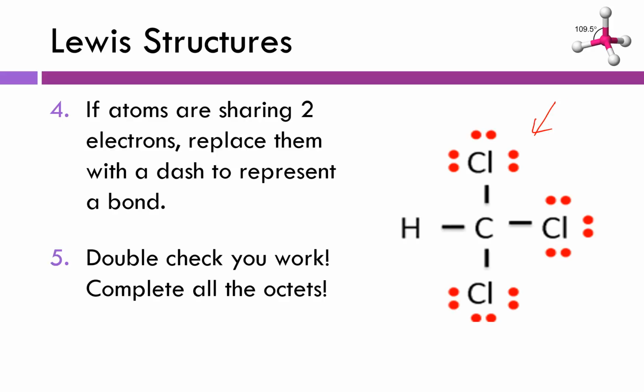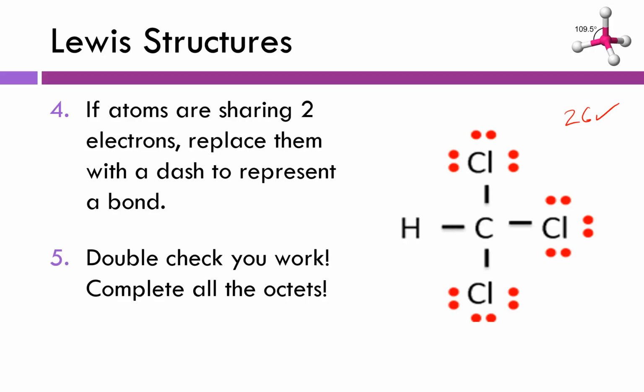Finally, double check your work. There's two ways to do this. The first way is just to make sure that you've got all electrons accounted for. So I see 2, 4, 6, 8, 10, 12, 14, 16, 18, 20, 22, 24, 26. And that's the same number we came up with at the beginning. So that looks good. The other thing you want to look at is that you've completed the octets.